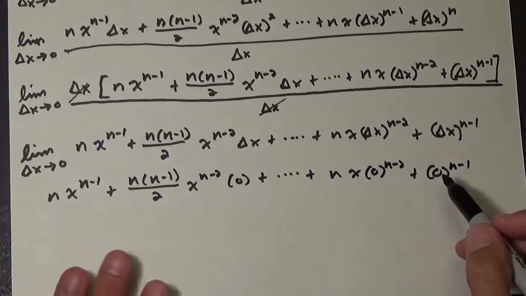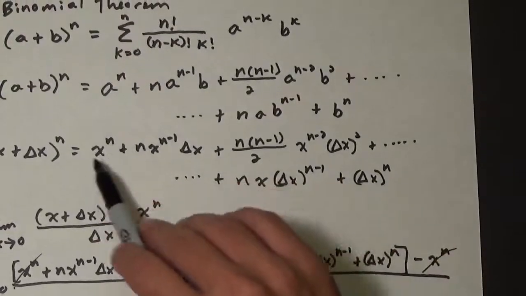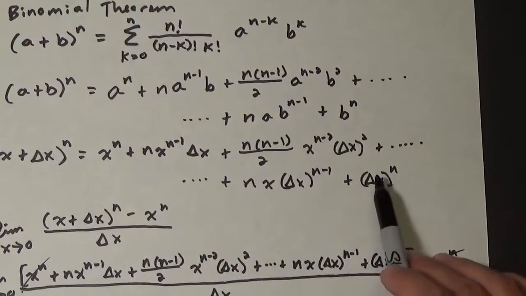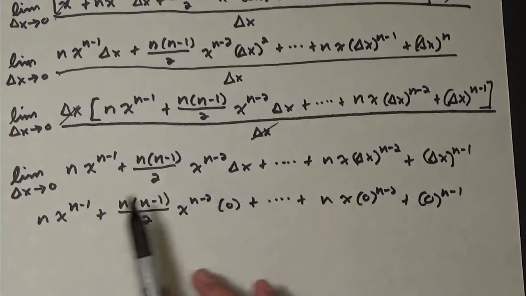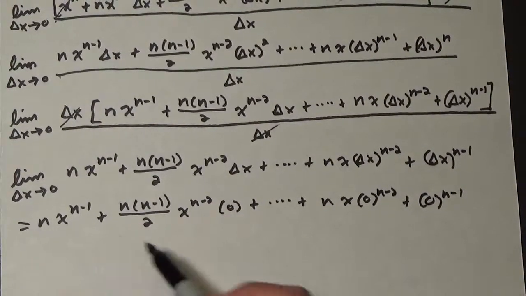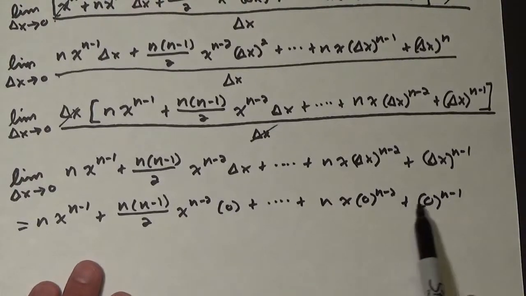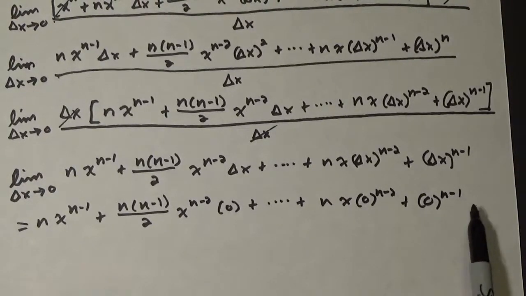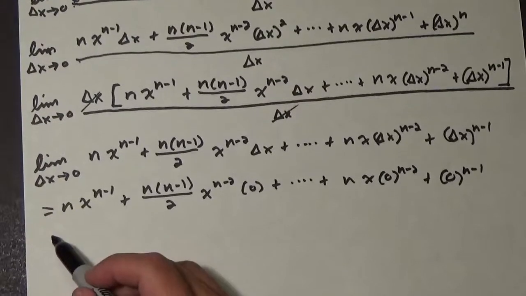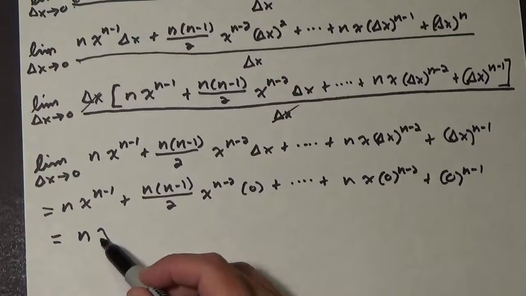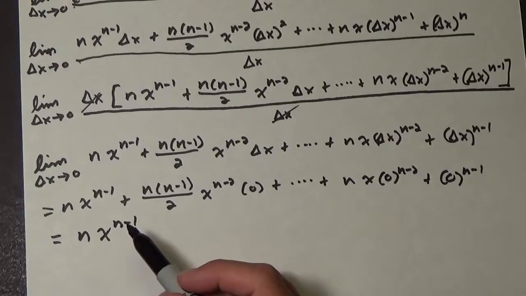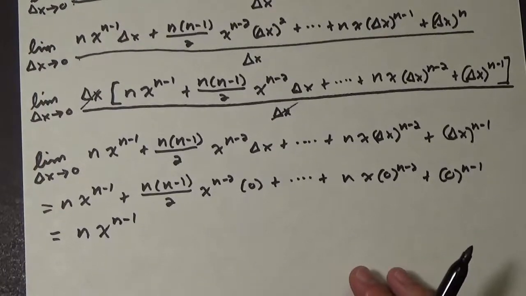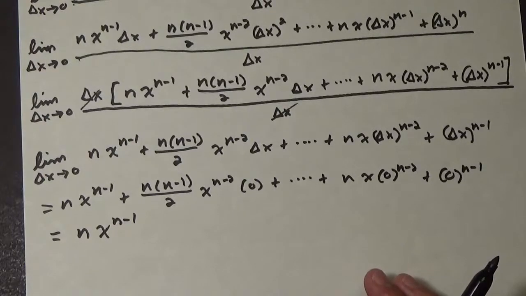Okay, so now you can kind of see why I only did this portion of the binomial expansion, because what happens is when you factor out a delta x and substitute in 0, you're left with all of these going to 0. And the one thing you're left with is n x to the n minus 1. Okay, so there is our power rule.